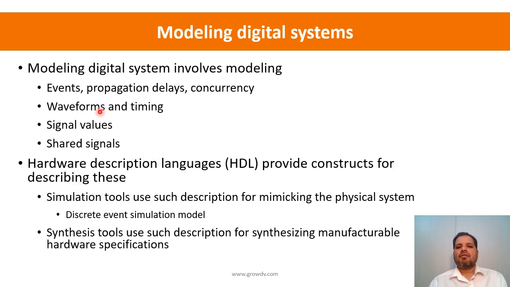So these are the aspects of a digital system that need to be modeled. When we create a language that provides constructs for modeling all of these, there are two primary use cases. One is that simulation tools will use such descriptions for mimicking the physical system, because that's what we are modeling. The model behind such a simulator is called the discrete event simulation model. We will briefly look in more detail at what this means. And second, you could have synthesis tools which will synthesize such a high level description to a gate level description. That is another use case for hardware description languages.